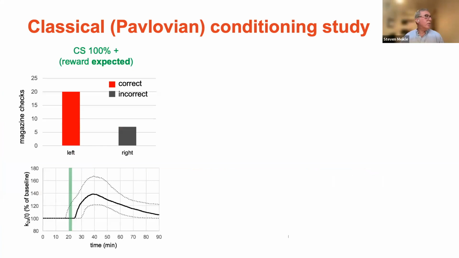And these are the results. So these are the magazine checks in the top row. So this is the same conditioned stimulus, 100% reward expectation. These are the dopamine curves with our confidence intervals, and you can see there's quite a beefy dopamine signal there, and that corresponds, this green bar indicates the time of the stimulus. And you can also see that the animal is correctly checking the magazine where there should be a reward more often than the incorrect magazine.